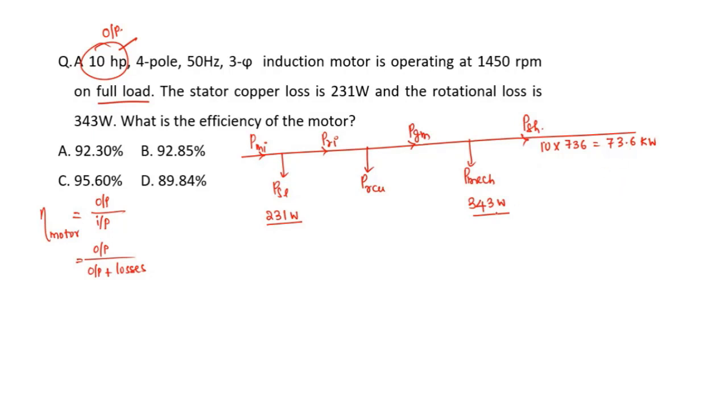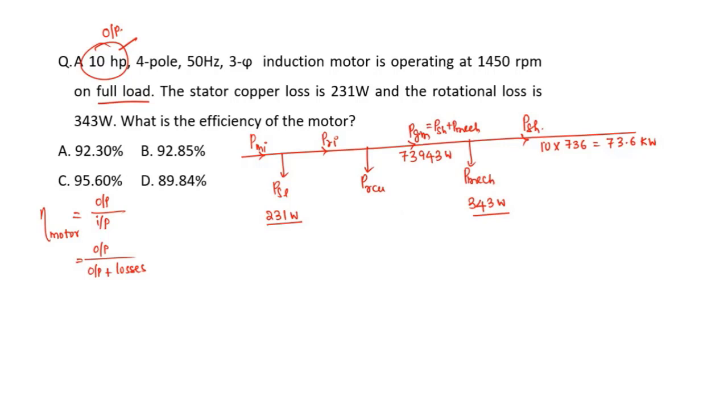Now for that, if you add 343, then you will get gross mechanical power. So 7,360 plus 343, you will get it as gross mechanical power. It will be shaft power plus mechanical losses. I'm getting 7,703 watts.